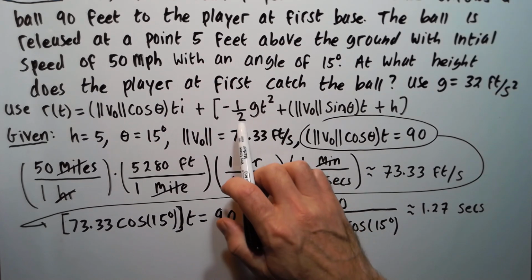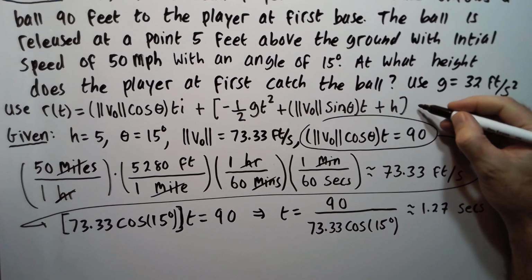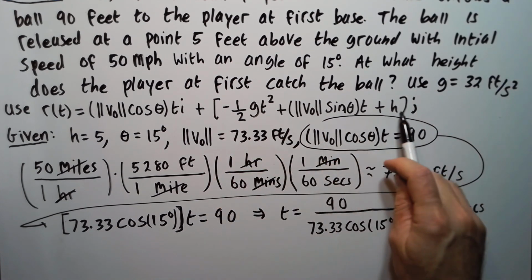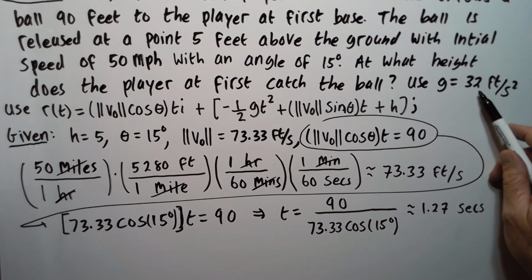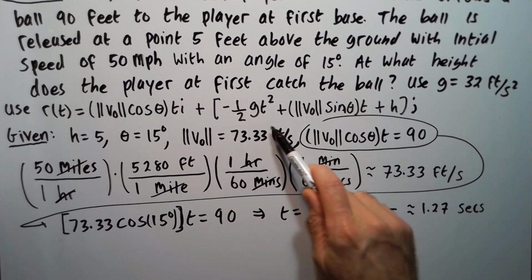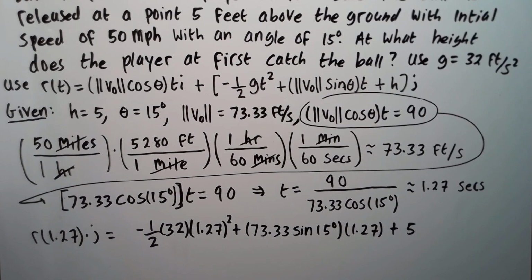So we can plug into our j component. It should be a j on this. I forgot to write it on this. We can plug into our j component up here with our 1.27 as our t, and our g is 32, and our initial speed is 73.33. So we're going to plug into the j component here with all our values. Okay, let's do that. Okay, so again we're looking for the height of the ball after 1.27 seconds. That's going to be the j component.